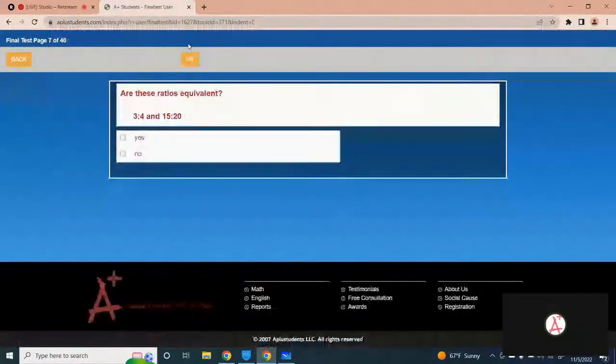Okay, the next one is, are these ratios equivalent, 3 over 4 and 15 over 20?